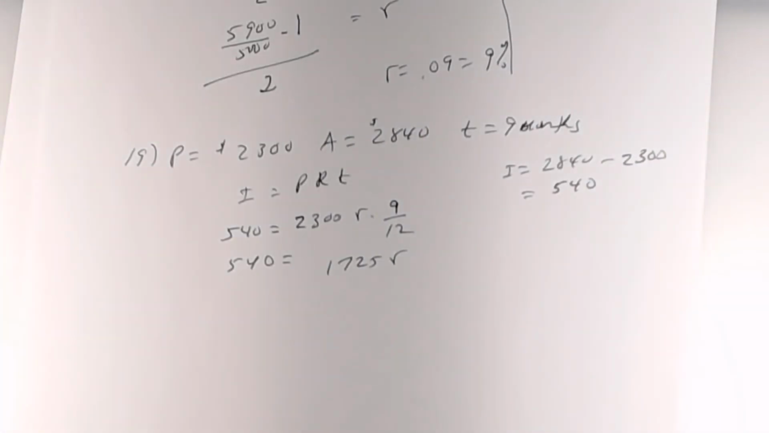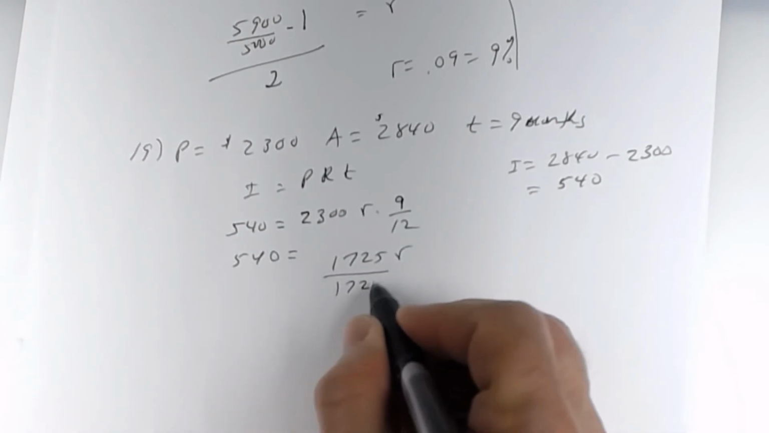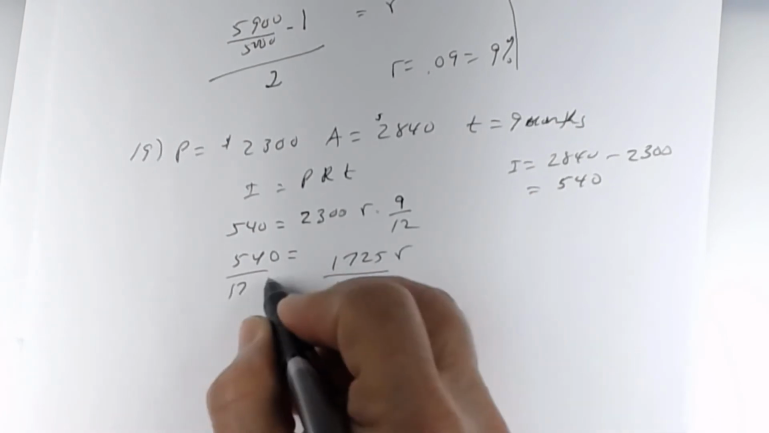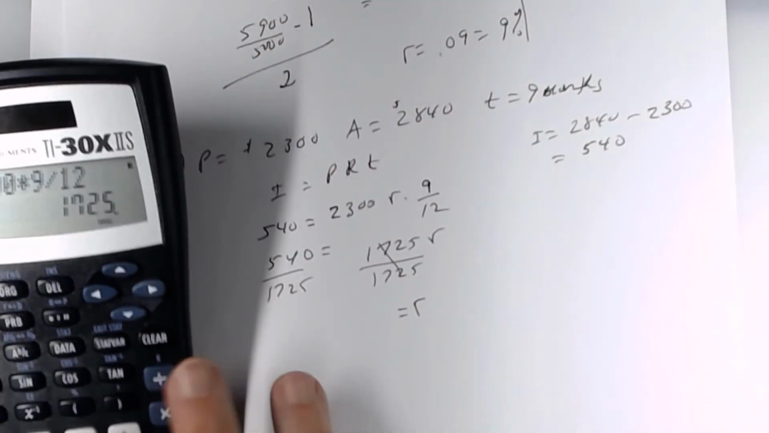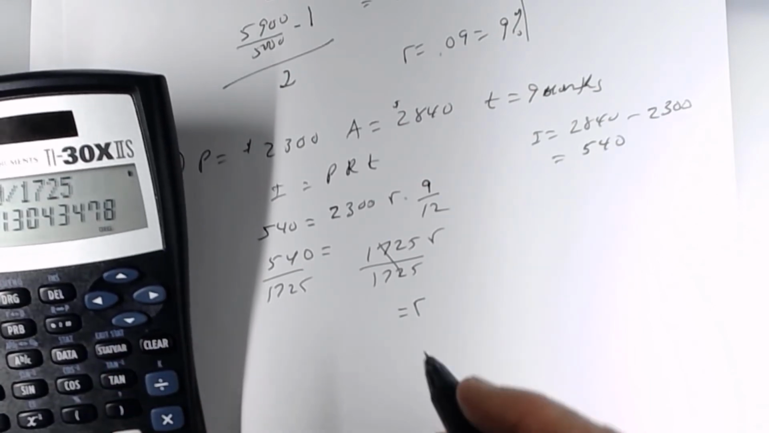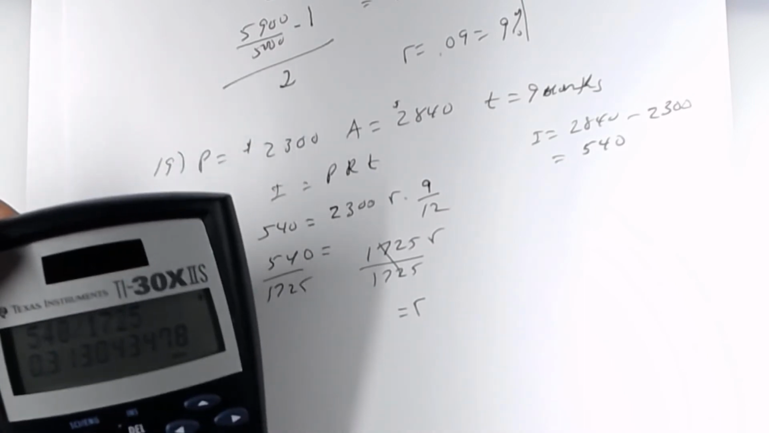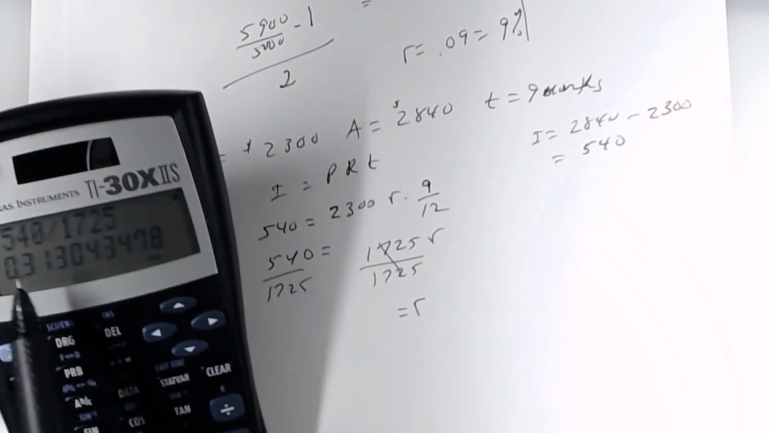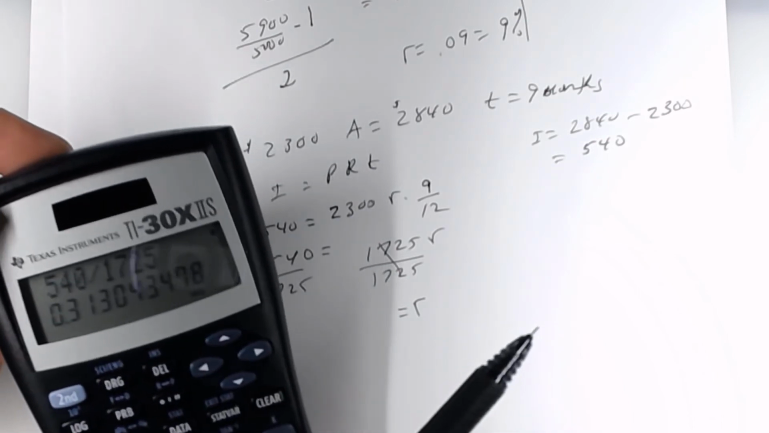And then finally, how do you get R by itself? Divide by what? Both sides. Okay, so let's see what R is. So 540 divided by 1,725, press equal. All right, see, it looks like this? See right here? So it didn't terminate, right? It looks like a nasty decimal.